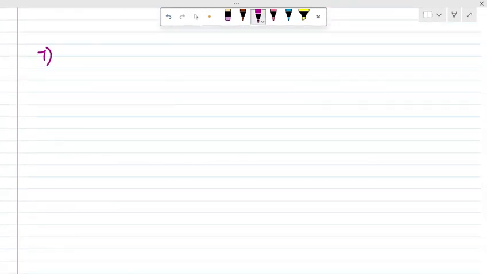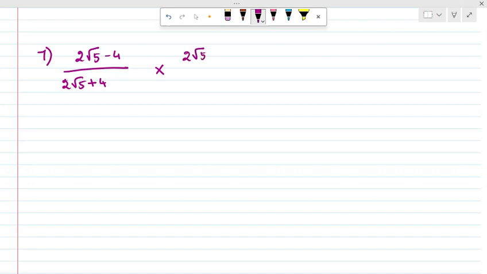Now, seventh example. 2 root 5 minus 4 divided by 2 root 5 plus 4. Same thing, we will not consider the numerator. We will see only the denominator for rationalizing. We have 2 root 5 plus 4. So, we will use 2 root 5 minus 4 up and down. We will multiply that.